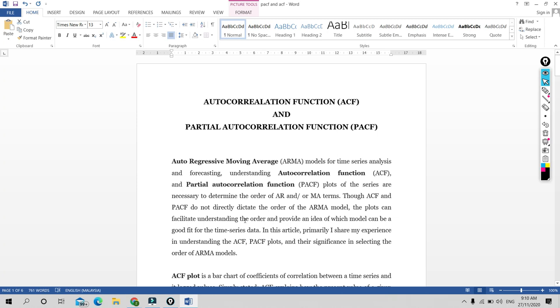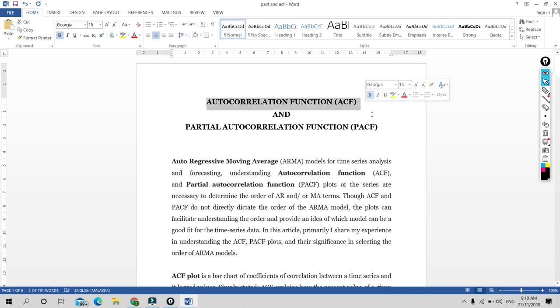Nampak, nampak Doktor. Okay, pagi ni saya akan membincangkan tentang what we call the autocorrelation function or ACF and partial autocorrelation function PACF. There are two functions here in time series. One is known as the autocorrelation, the other one is known as the partial autocorrelation function. So these two functions, in terms of graph.